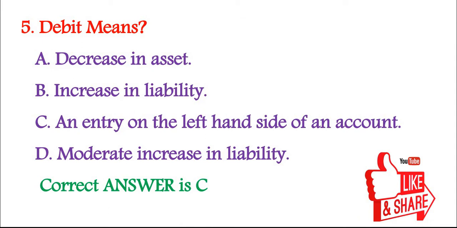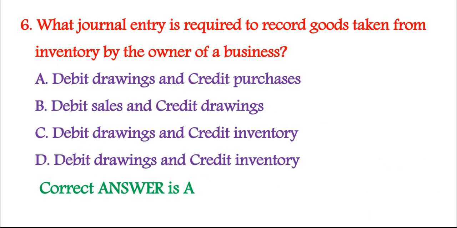5. Debit means: A. Decrease in asset. B. Increase in liability. C. An entry on the left-hand side of an account. D. Moderate increase in liability. Correct answer is C. 6. What journal entry is required to record goods taken from inventory by the owner of a business? A. Debit drawings and credit purchases. B. Debit sales and credit drawings. C. Debit drawings and credit inventory. D. Debit drawings and credit inventory. Correct answer is A.